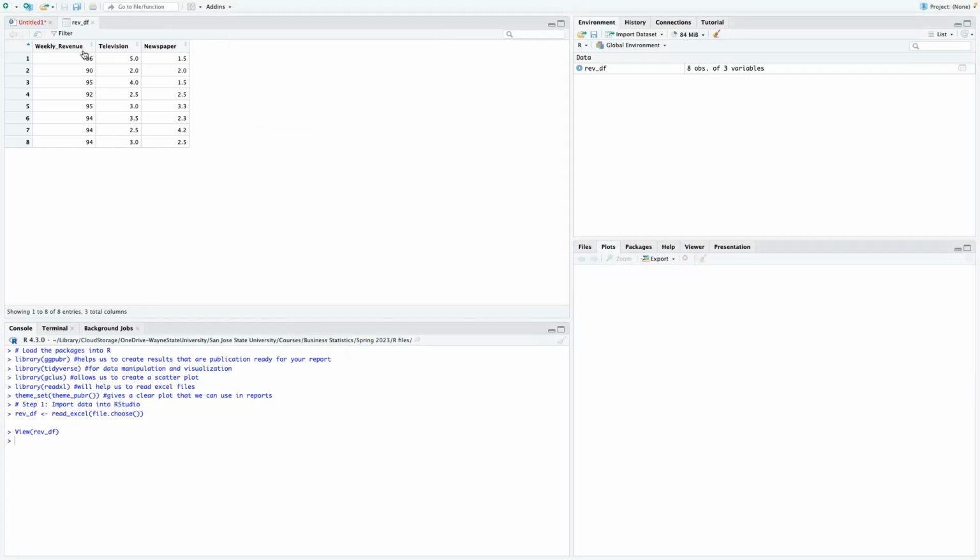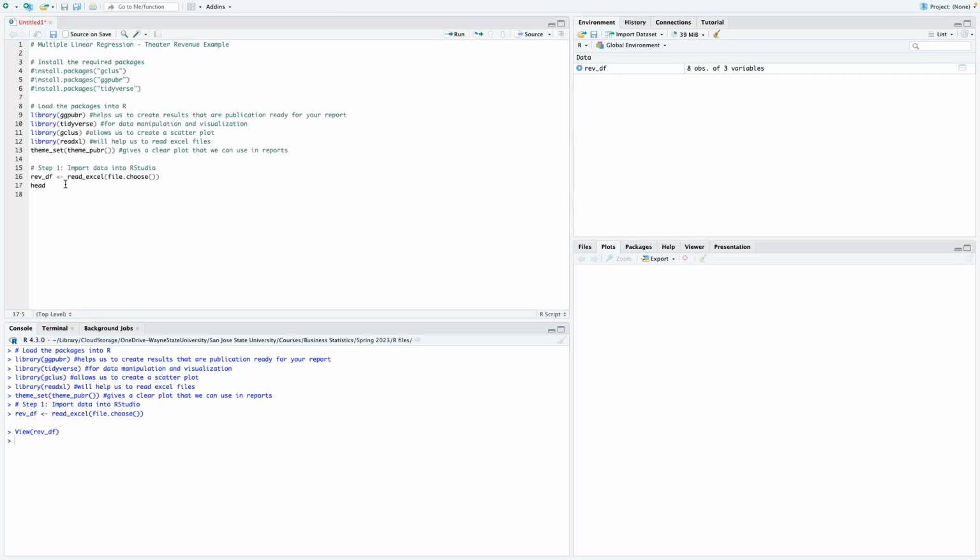And you can see the highest revenue we have here is $96,000. That's the highest revenue that the company has made in a week when they invest $5,000 in television advertising and $1,500 in newspaper advertising. And the lowest revenue they have made is $90,000 in the second week, where they basically invested $2,000 in television advertising and $2,000 in newspaper advertising. I think that's something interesting for us to see from the data.